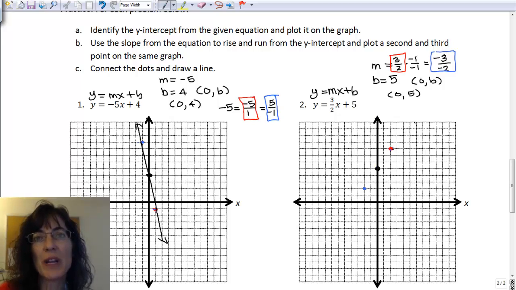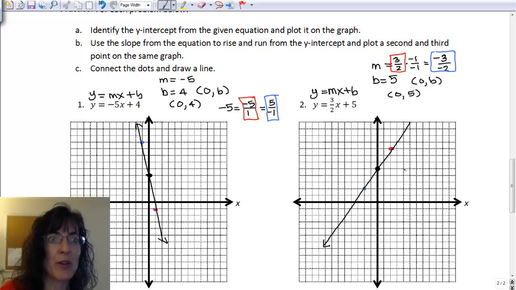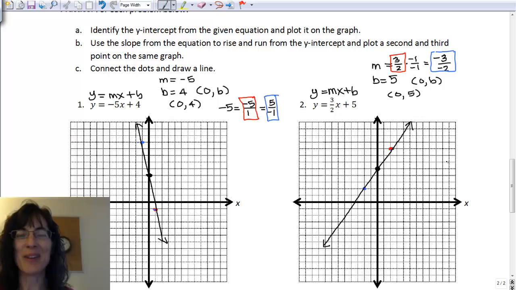Alright, so when you're ready to graph, you just put your line from one end to the other. I'm using a straight edge here. Make sure you put your arrows on both ends because the lines go on and on in both directions.